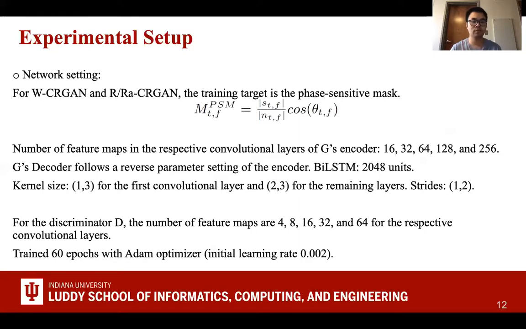The number of feature maps in the respective convolutional layers of the generator's encoder are 16, 32, 64, 128, and 256. The generator's decoder follows a reverse parameter setting of the encoder, and the bidirectional LSTM consists of 2,048 units per layer. The kernel size is 1 by 3 for the first convolutional layer and 2 by 3 for the remaining layers, with a stride size of 1 by 2. For the discriminator, the number of feature maps are 4, 8, 16, 32, and 64 for the respective convolutional layers. All models are trained with 60 epochs with the Adam optimizer.